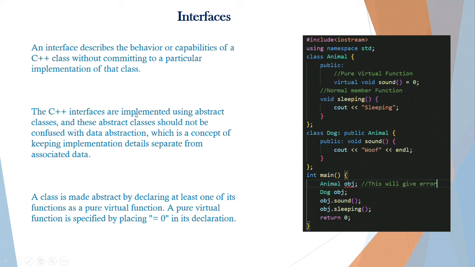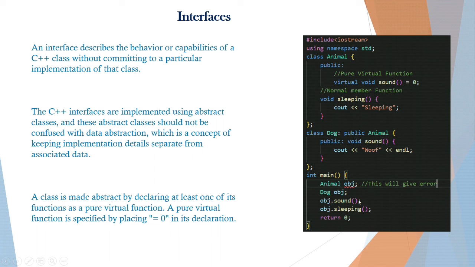Data abstraction is the concept of keeping implementation details separated from the associated data. Abstract classes, on the other hand, are classes made abstract by declaring at least one of their functions as a pure virtual function. So what is a pure virtual function? A pure virtual function is one where we give all the details of the function, the return value and the parameters if it has any, but we do not write the code of the function. Here we just specify it by placing = 0 in its declaration. This is called a pure virtual function, and if your class has at least one pure virtual function, then you may call it an abstract class.